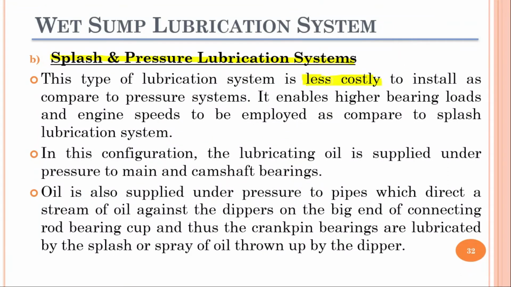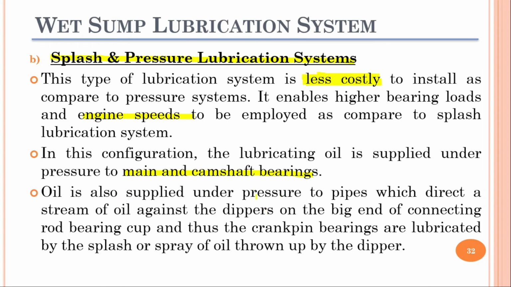So this type of lubrication system is less costly to install as compared to the pressure systems. It enables higher load bearing and engine speeds which can be employed as compared to the splash lubrication system. In this configuration, the lubricating oil is supplied under pressure to the main and camshaft bearings. Means oil is being supplied with the help of an oil pump to the main and camshaft bearings.